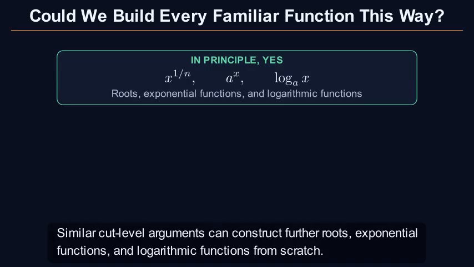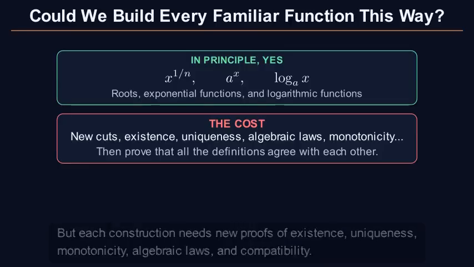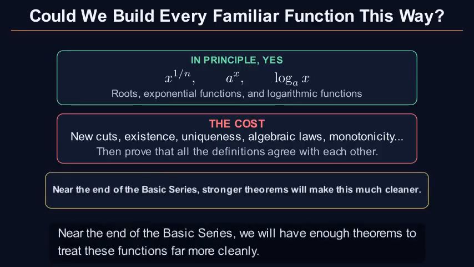Similar cut-level arguments can construct further roots, exponential functions, and logarithmic functions from scratch. But each construction needs new proofs of existence, uniqueness, monotonicity, algebraic laws, and compatibility. That route is rigorous and spectacularly inefficient, so it is not recommended here. Near the end of the basic series, we will have enough theorems to treat these functions far more cleanly.